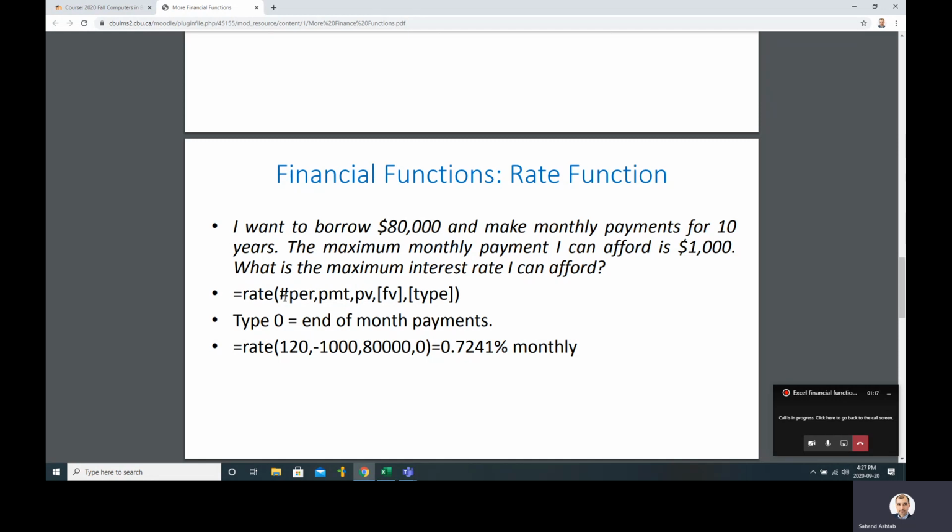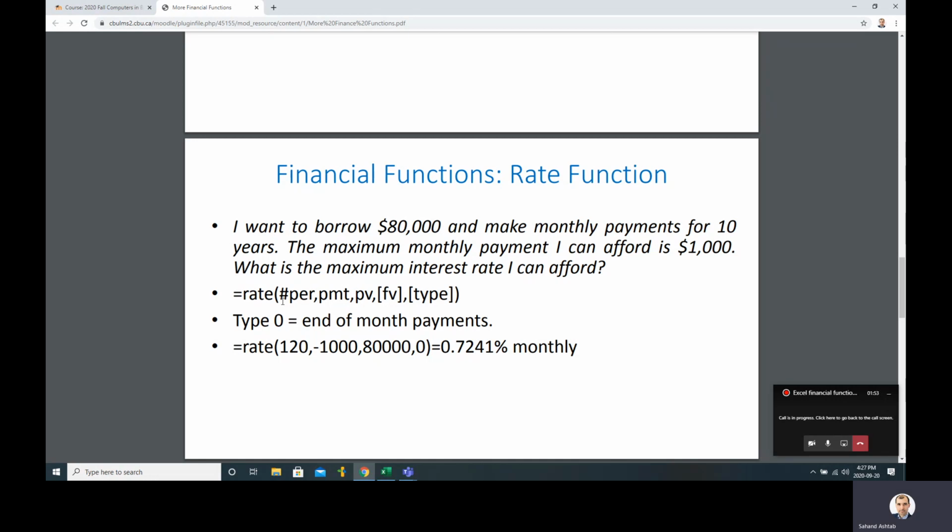There are 5 arguments: number of periods or payments, PMT, which is the payment, PV, present value, future value, and type. Type is 0 when we make payments at the end of the month. In this example, we are making monthly payments for 10 years. We have learned that we look at the time unit in the payments, which in this case is month.